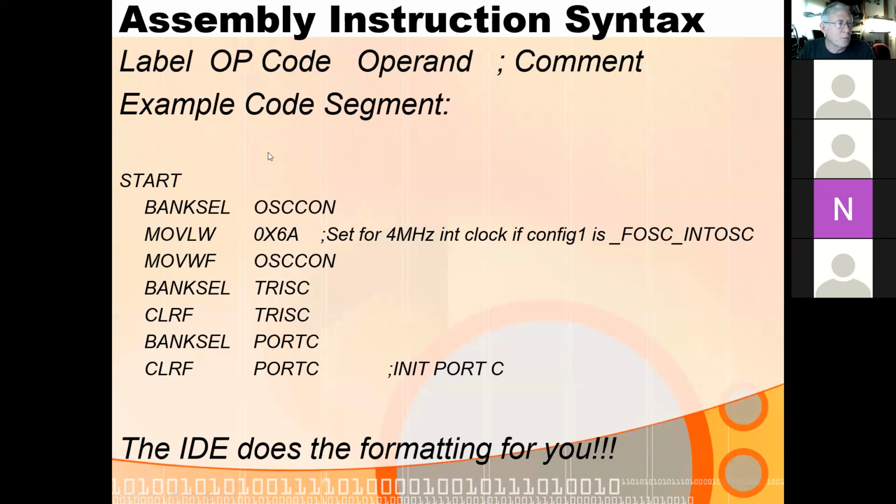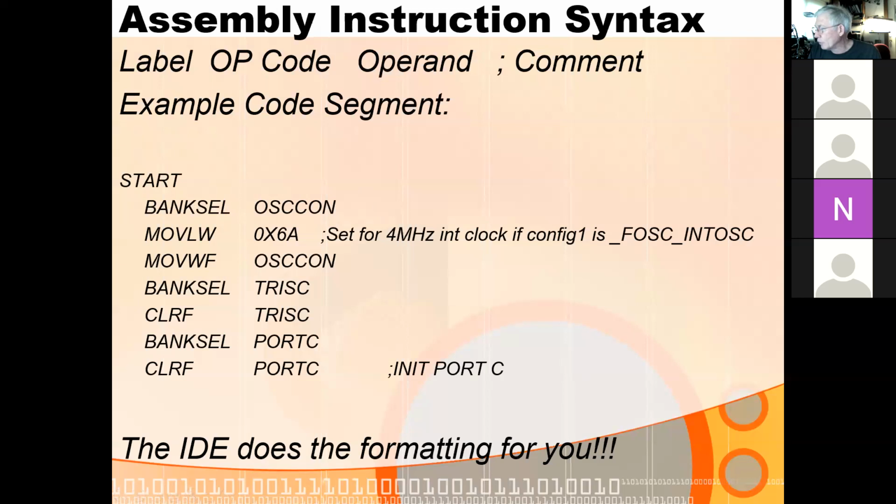So here's some example code. We have a BANKSEL here. Now, strictly speaking, BANKSEL is not one of the instructions in the instruction set. It's what's called an assembly language directive. What this does is direct the assembler to generate the right instruction to put the upper 5 bits of the address of OSCON into the bank select register.